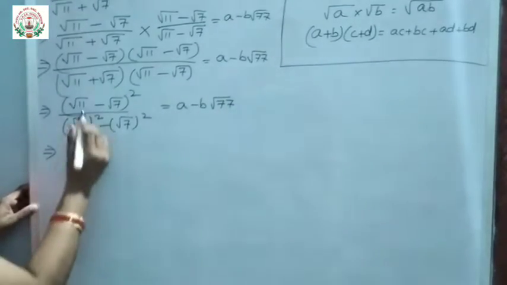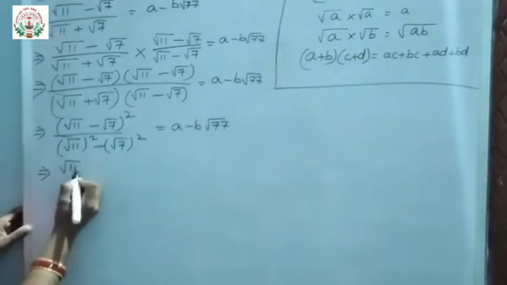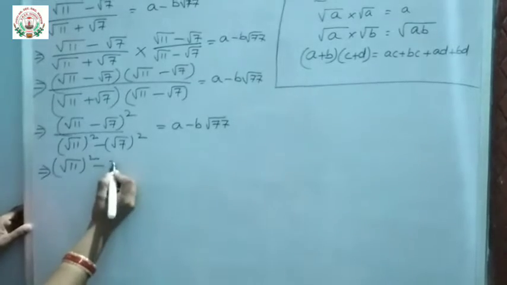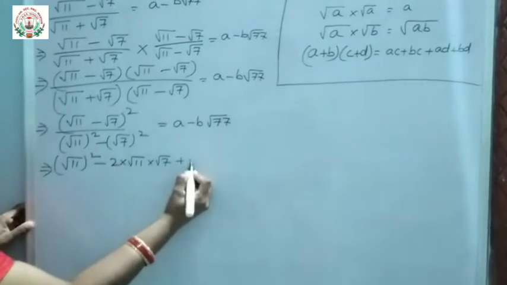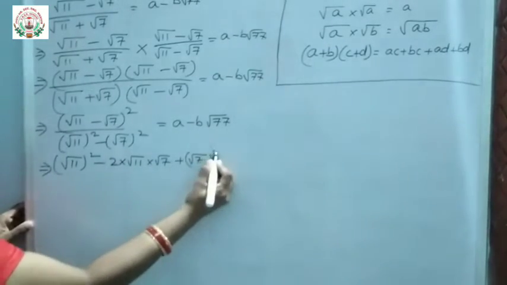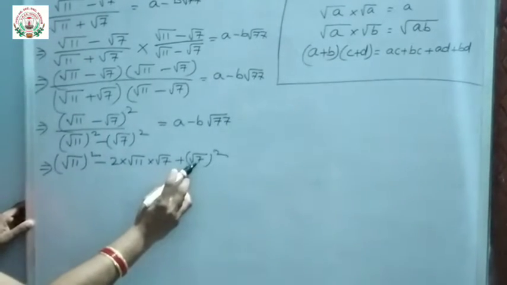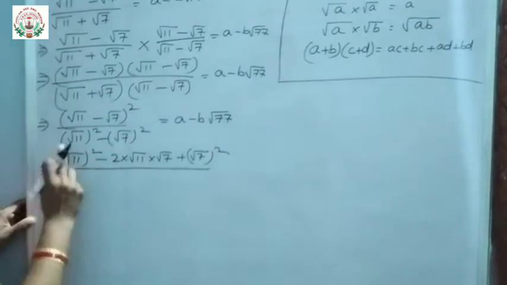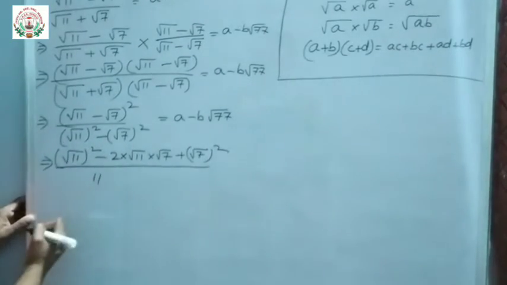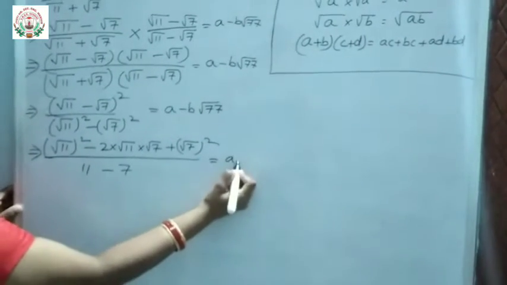Okay. Now this is the a minus b whole square formula, we will put this formula. So now root 11 whole square, then minus 2 into root 11 into root 7 plus root 7 whole square. That means a square minus 2ab plus b square. Okay. So this formula came up. Now root 11 square will be 11 only. Minus, root 7 square will be 7 only, which equals a minus b root 77.